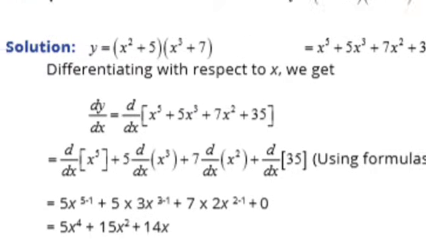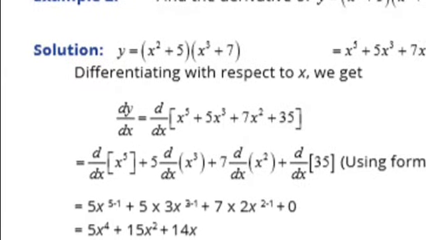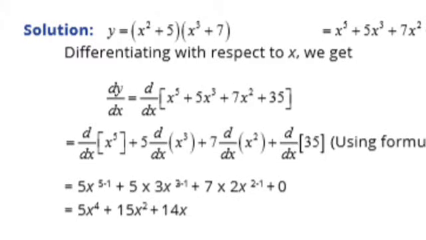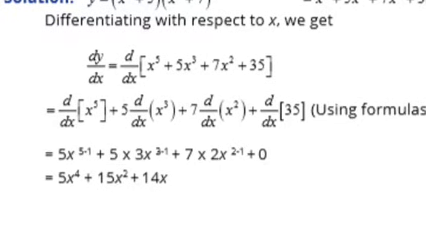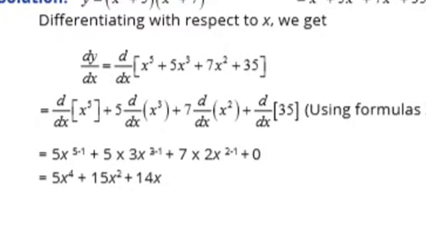Now in this example we first multiply these two brackets and then differentiate with respect to x. We apply d over dx to both sides. First term, its power is 5, 5x to the 5 minus 1. Second term x cube, 3x to the 3 minus 1. Third term x square, 2x to the 2 minus 1. And last is 35, its derivative is 0.